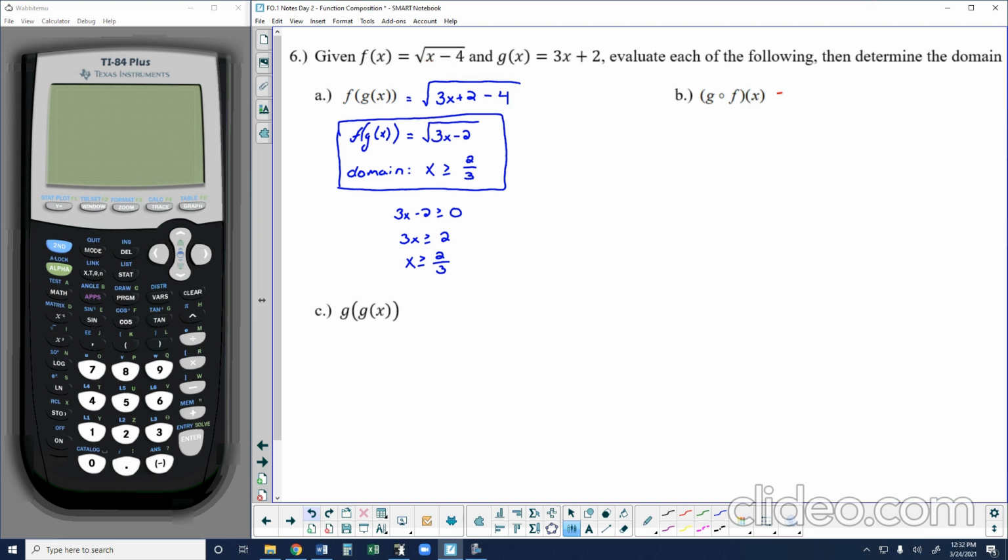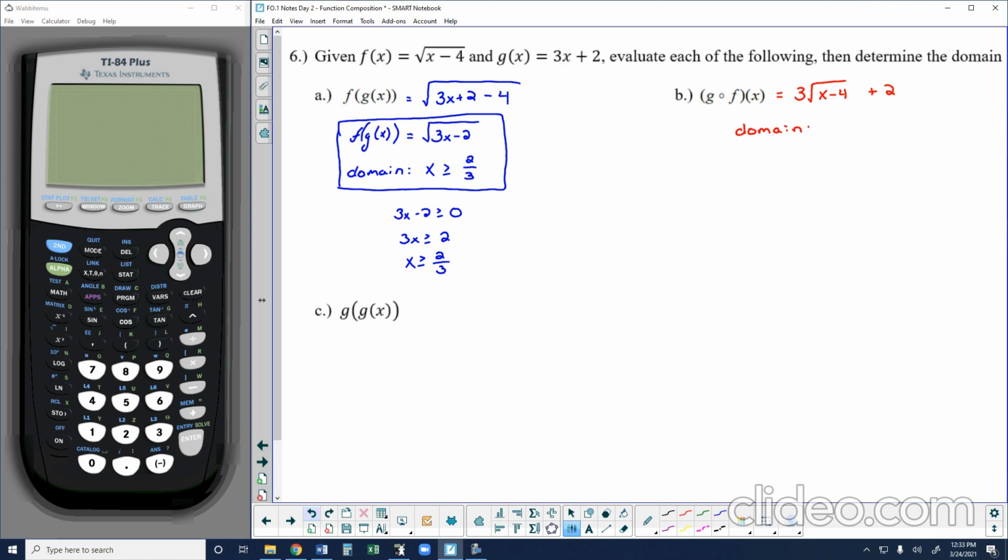So I would have 3 times root x minus 4 plus 2. And in this case, there's nothing that I can do to simplify. So I replace the x value, the input value in g of x, with root x minus 4, and there I have my function.